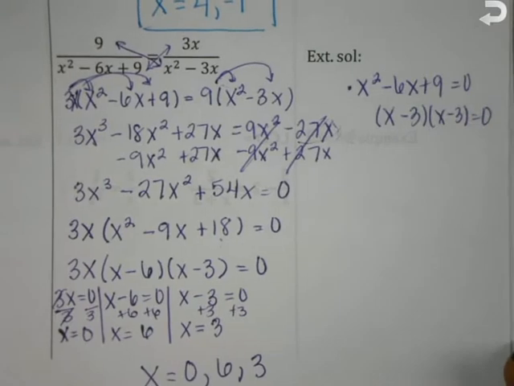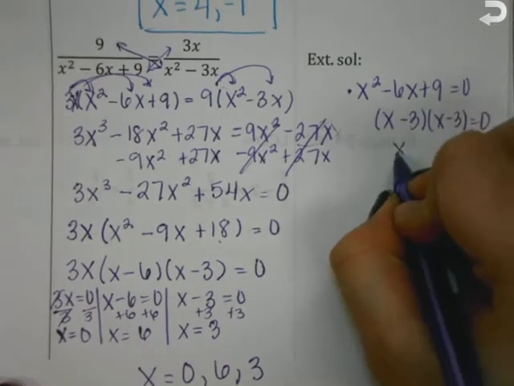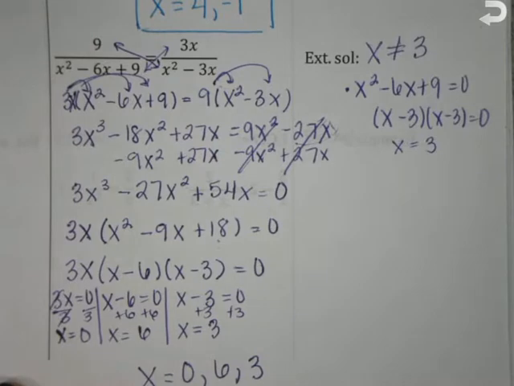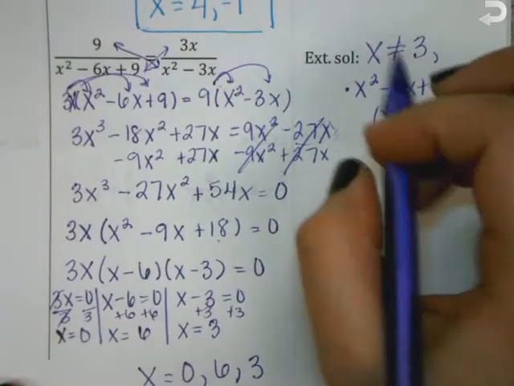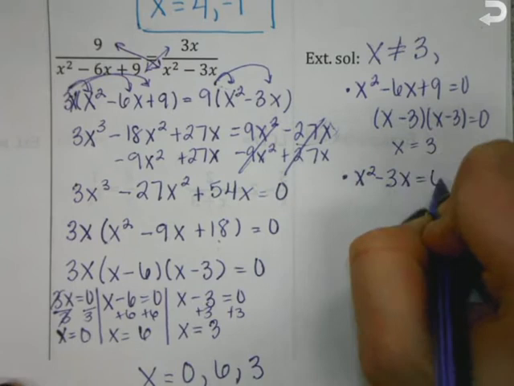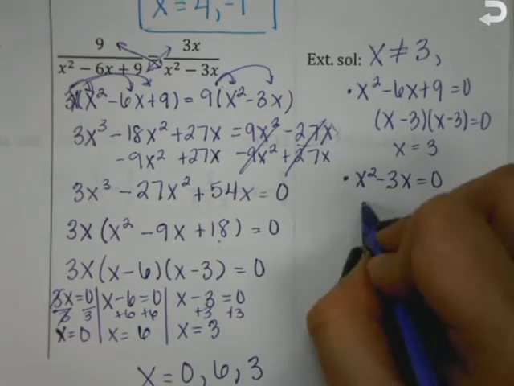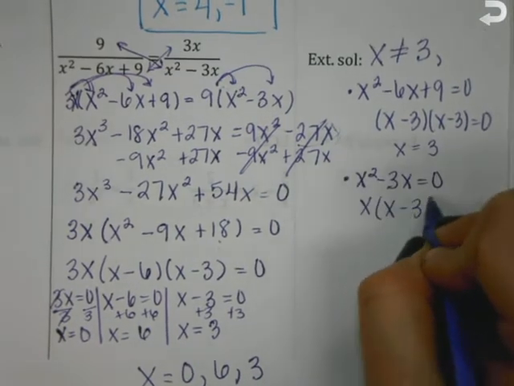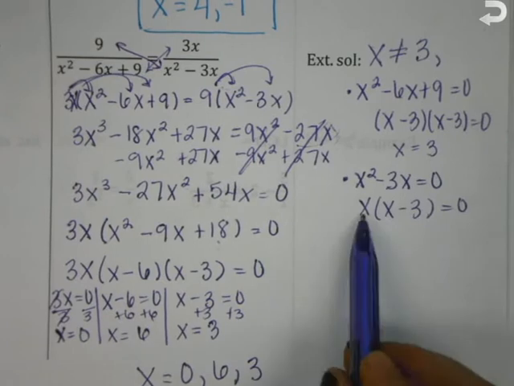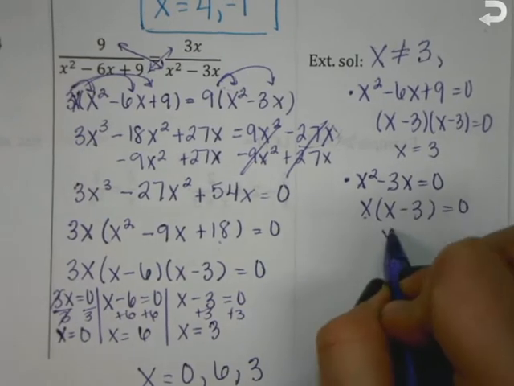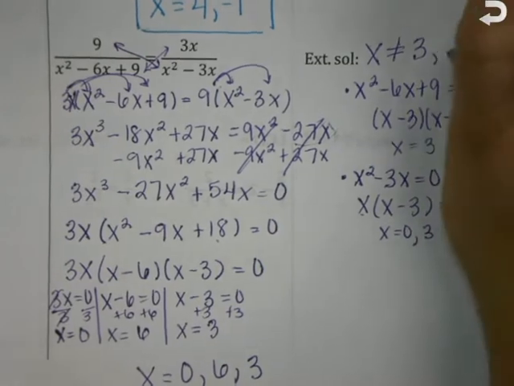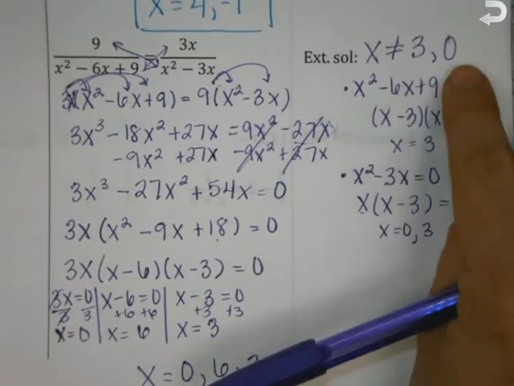And then we take the other denominator, x squared minus 3x equals 0. There's a GCF. So you have x times x minus 3 equals 0. So that would be x equals 0 or 3 again. So x cannot equal 3 or 0. So do any of my answers have to be eliminated? 0 and 3. So my only answer is x equals 6.